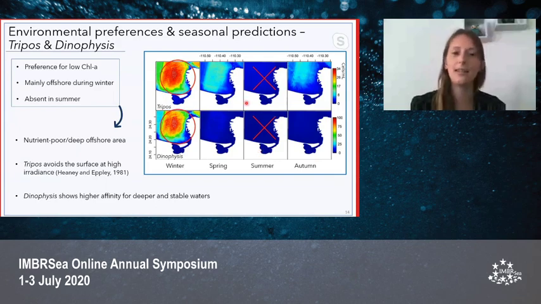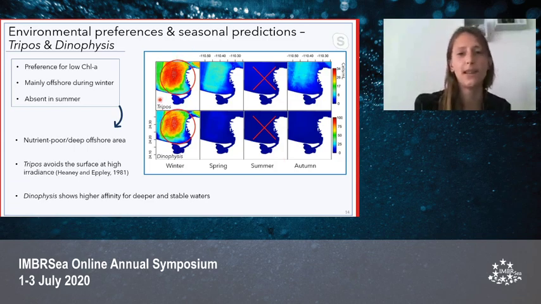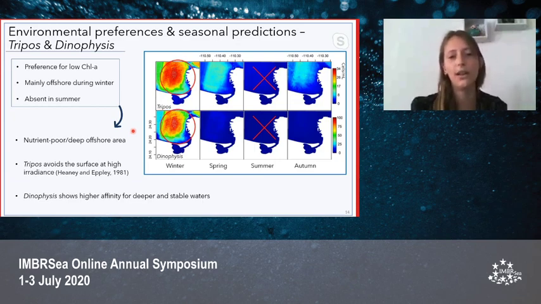Then the reason that Tripos is absent in summer is that it avoids the surface layers at high irradiance, as has been shown in the literature. And the irradiance is the highest during summer here in the Bay of La Paz and the lowest in winter, which explains this high abundance in winter. Dinophysis, however, showed a higher affinity for deeper and stable waters. Deeper waters, again coherent with our results in the offshore area where the area is deeper. And stable waters because in winter the water masses here in the Bay of La Paz are more stable, whereas in summer they are more mixed.